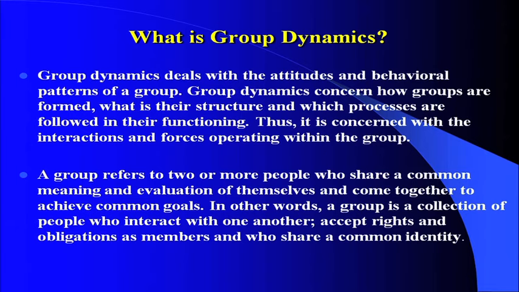In other words, one can say a group is a collection of people who interact with one another, accept rights and obligations as members, and share a common identity. Once a group is formed, there is a common identity, meaning individuals will not say that they have an individual identity; rather it becomes a group identity. Like one can name the groups, group A, group B, group C.